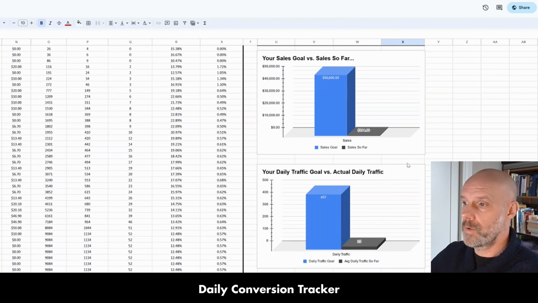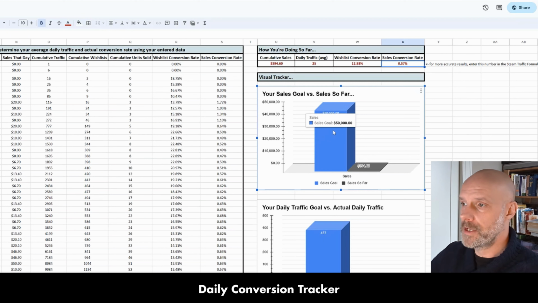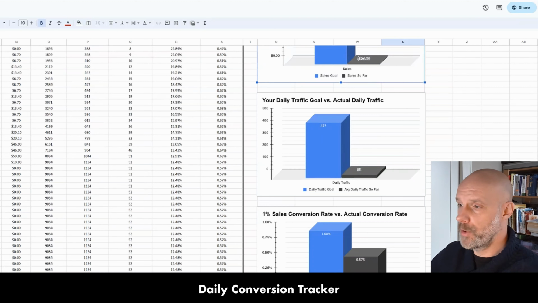So here, what I did is basically a simple graph. So here's my goal again. I want $50,000 a year, right? And this is how much I'm making, how much in sales I have had so far. So I want to compare and see in one spot how I'm doing so far.